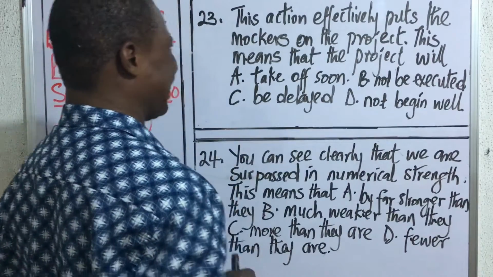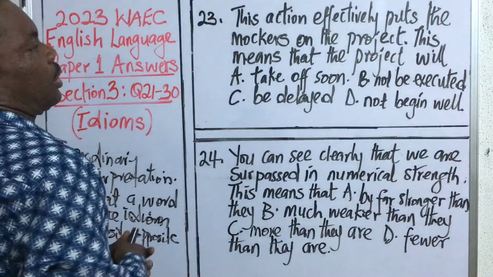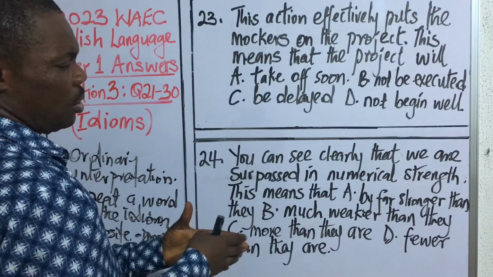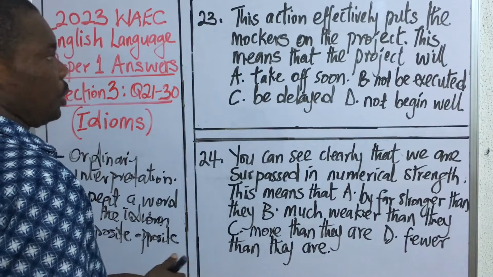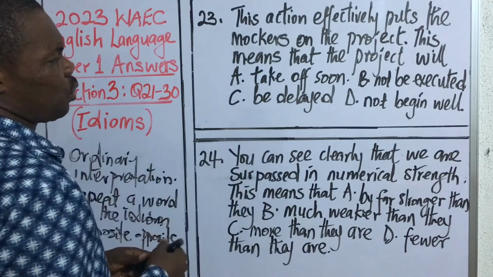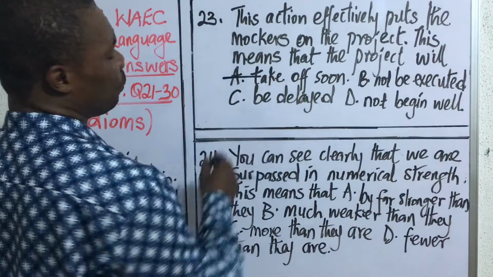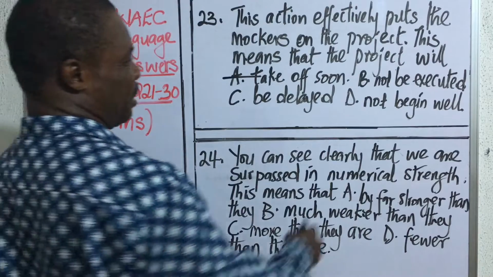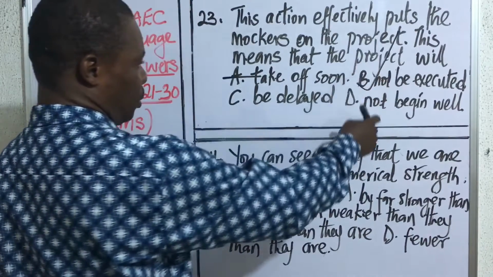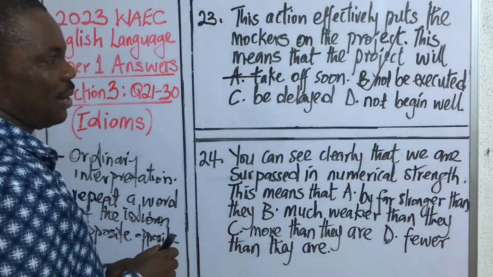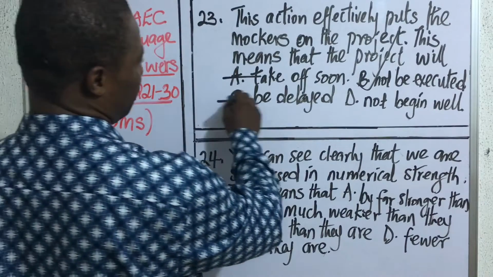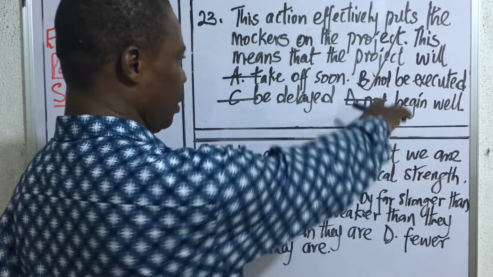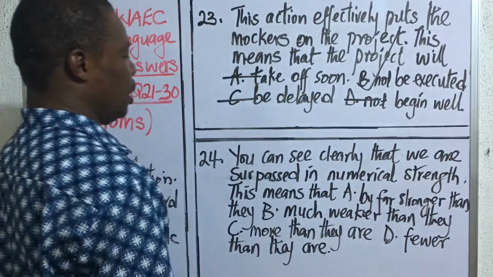Who are mockers? People that laugh at someone or at something, so they are mockers. So if mockers are put on a project, a project is what you are doing. Is it that the project will not take off soon? No. If someone is being mocked or a project is being mocked, then it means it will not be executed. In other words, it means it has failed. So it's not that it will be delayed or not begin well, but that the project has failed. So the project is being mocked.